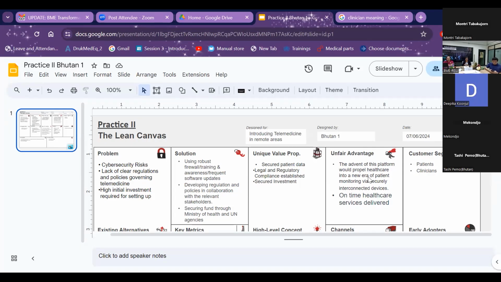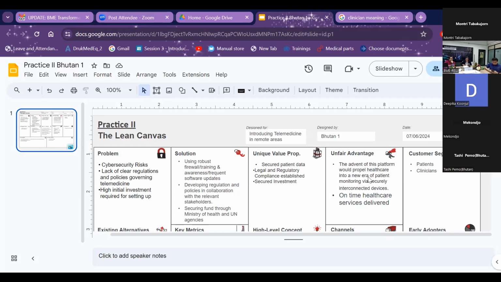And after several discussions among us, we thought the best solution would be using a robust firewall, giving training and creating awareness among the clinicians and users, and frequent software updates to mitigate the cybersecurity risks. And second one, since in our country there is no regulation, developing regulations and policies in collaboration with relevant stakeholders would be the best option to resolve the issue of lacking policies.